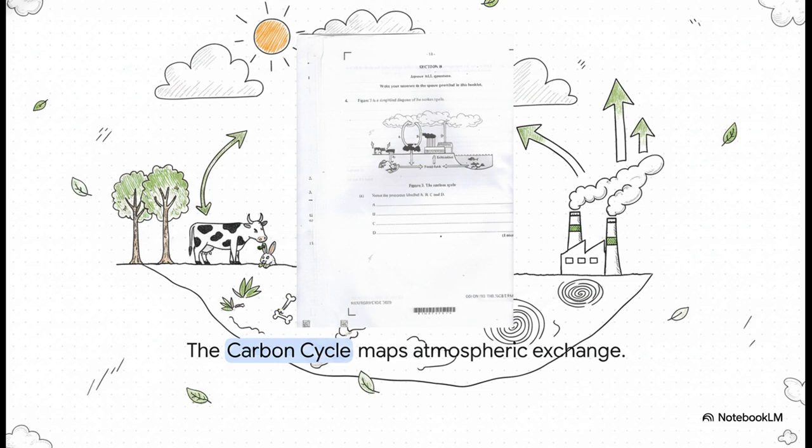Trees pull carbon dioxide right out of the atmosphere during photosynthesis. That carbon gets passed into animals when they eat the plants. When those plants and animals eventually die and decompose, some of that carbon goes into the soil, slowly turning into fossil fuels over millions of years. But check out the extraction part. By digging up and burning those fossil fuels, we are rapidly pumping massive amounts of that ancient, stored carbon straight back into the atmosphere, totally short-circuiting the Earth's natural slow recycling loop.